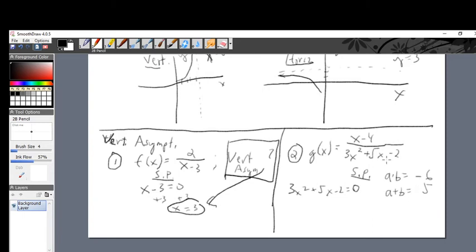Those two numbers are positive 6 times negative 1 is negative 6. Positive 6 plus negative 1 is equal to 5. Those are the two numbers. What do I do with those two numbers? Separate 5x into 6x minus 1x. 3x squared plus 6x minus x, equals 0.